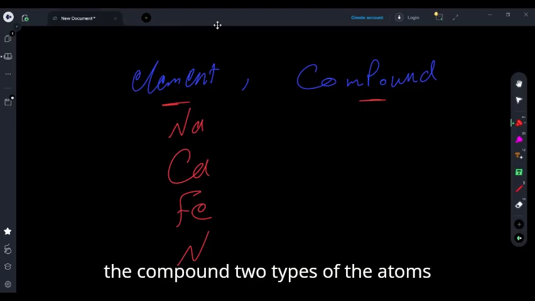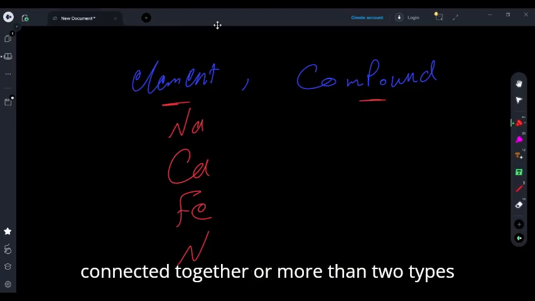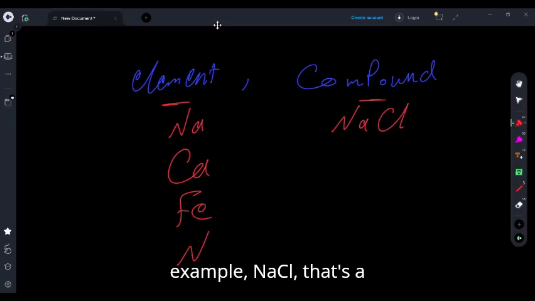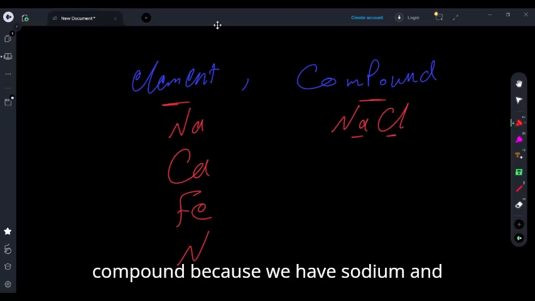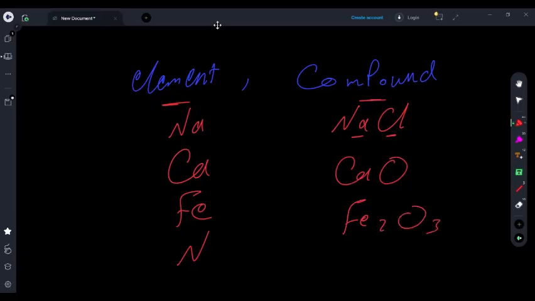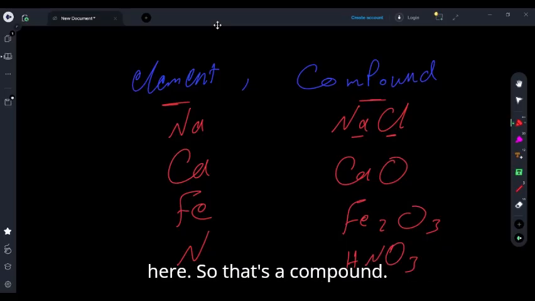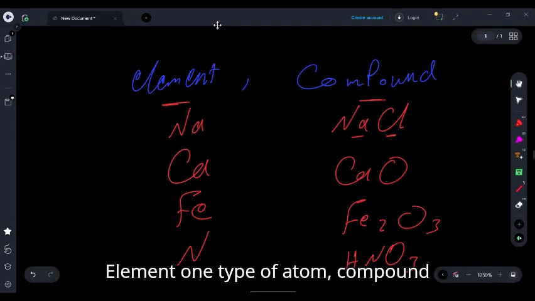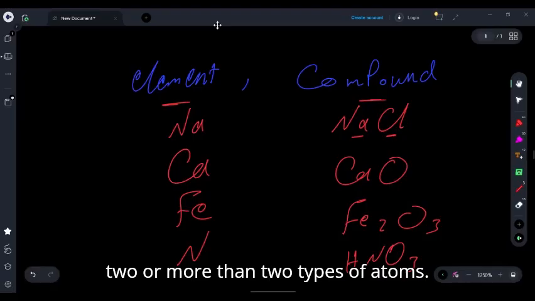But the compound is two types of atoms connected together, or more than two types of atoms connected together. For example, NaCl. That's a compound because we have sodium and chlorine. So this is why we call it a compound. CaO, that's a compound. Fe2O3, that's also a compound. For example, HNO3. There are more than two types of elements here, so that's a compound. Okay, so this is the difference between the element and the compound. Element, one type of atom. Compound, two or more types of atoms.